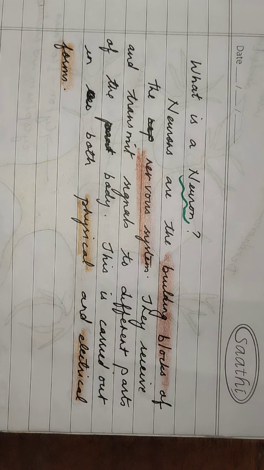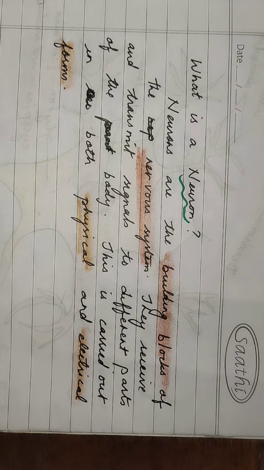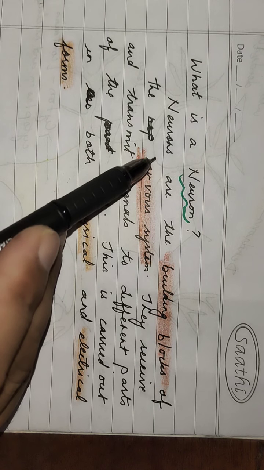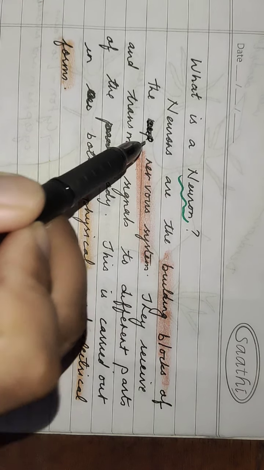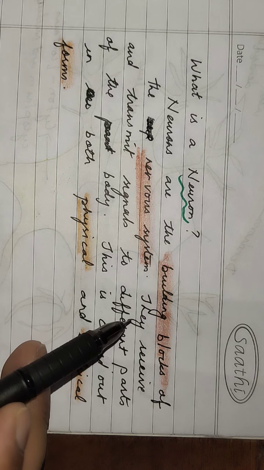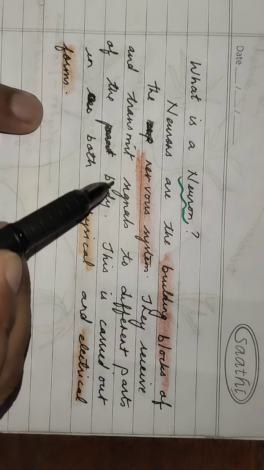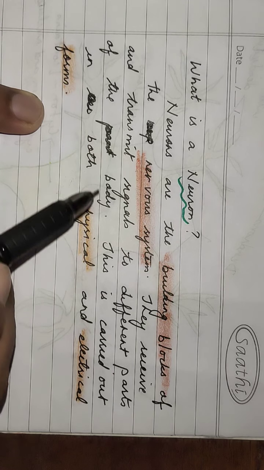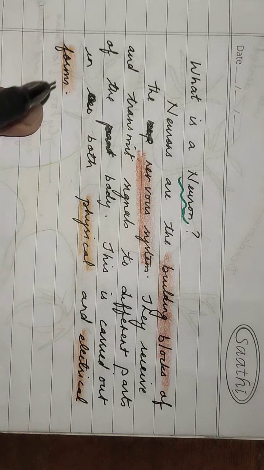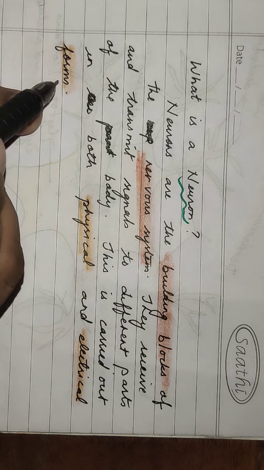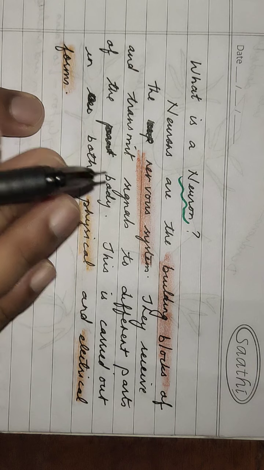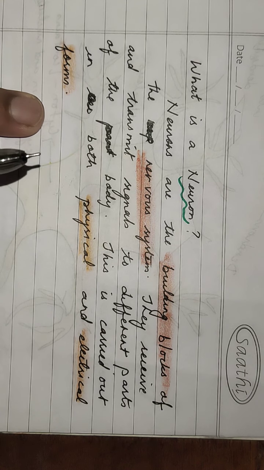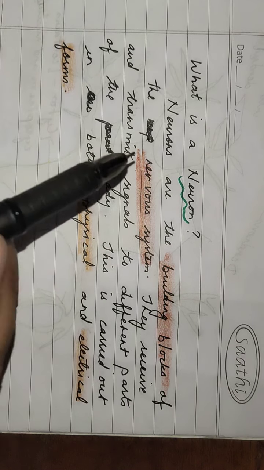Today we are going to learn a very important term, that is neuron. So what is a neuron? Neurons are the building blocks of the nervous system. The main function is to receive and transmit signals to different parts of the body. This is carried out in both physical and electrical forms, in the sense of impulses sent. The impulses are sent from one end to another, and this is done by neurons.